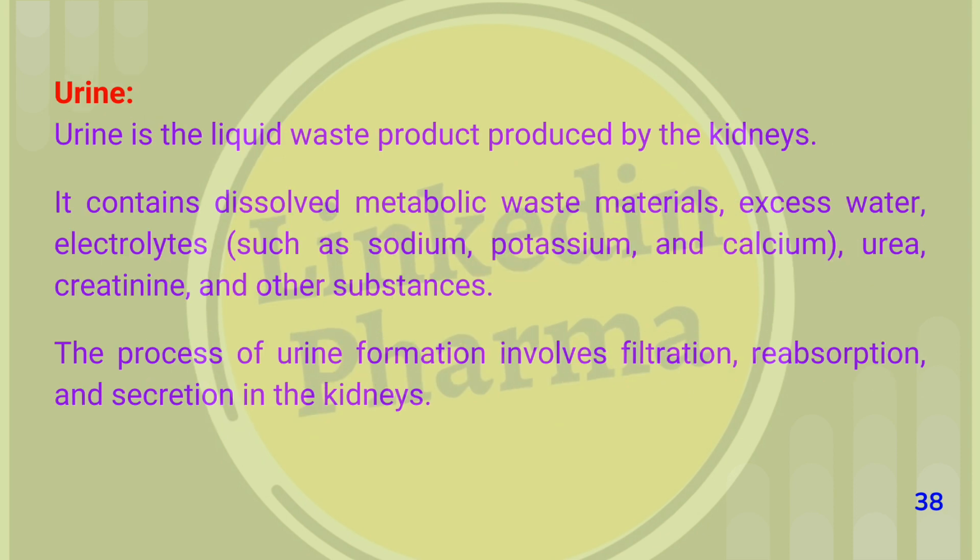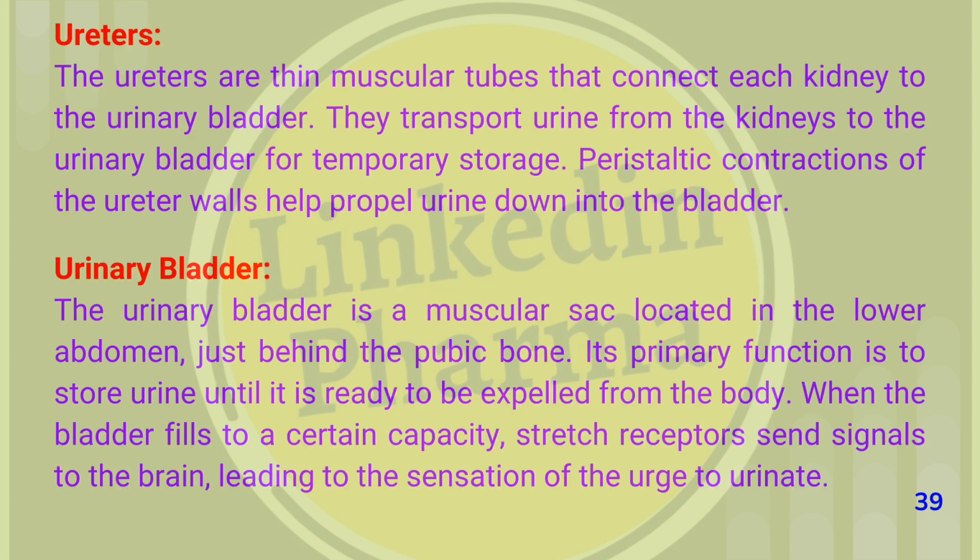Urine is the liquid waste product produced by the kidneys. It contains dissolved metabolic waste materials, excess water, electrolytes such as sodium, potassium, and calcium, urea, creatinine, and other substances. The process of urine formation involves filtration, reabsorption, and secretion in the kidneys. Ureters. The ureters are thin muscular tubes that connect each kidney to the urinary bladder. They transport urine from the kidneys to the urinary bladder for temporary storage. Peristaltic contractions of the ureter walls help propel urine down into the bladder.